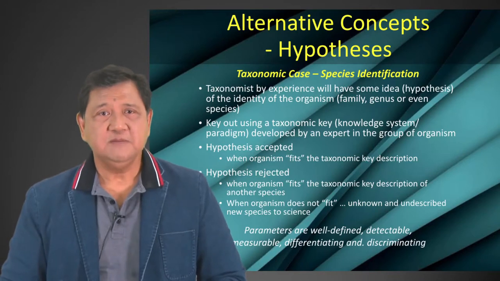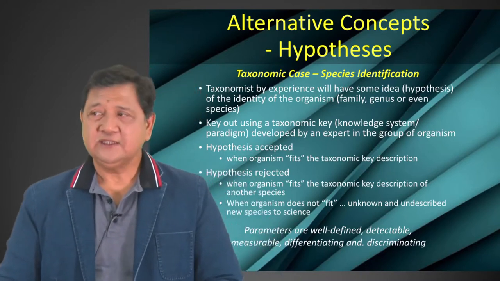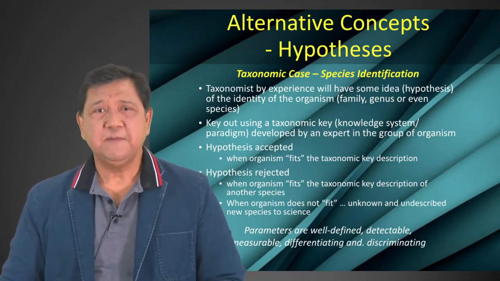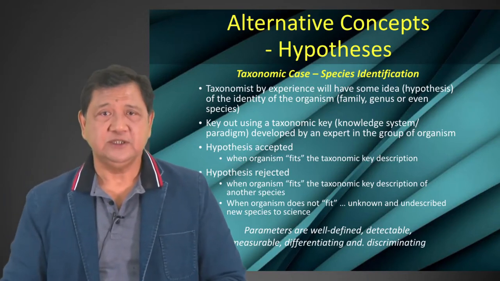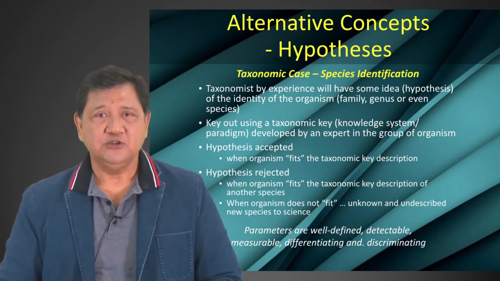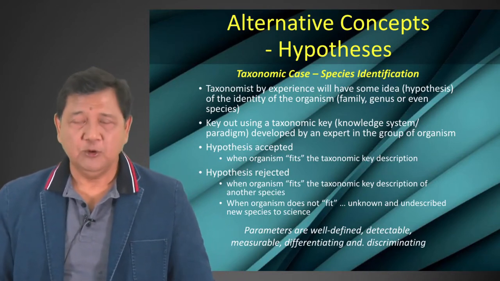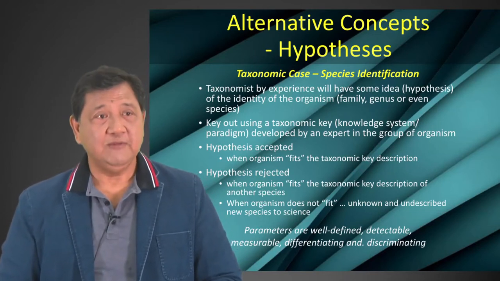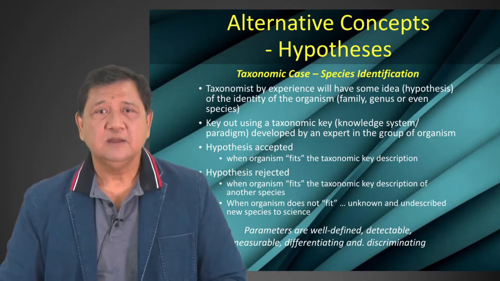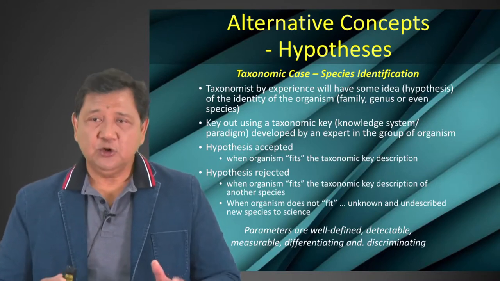The word concepts that you are using must be well defined, measurable, discriminating, and differentiating. Let us take an example. In the case of species identification, taxonomists, by experience, will have some idea, which is actually a hypothesis, of the identity of an organism, whether it's what family, genus it belongs to, or even the species, being an expert in a group of organisms. After having done that, a taxonomist will key out using what we call a taxonomic key, which is actually a knowledge system developed by scientists themselves in the group of organisms that you are interested in.